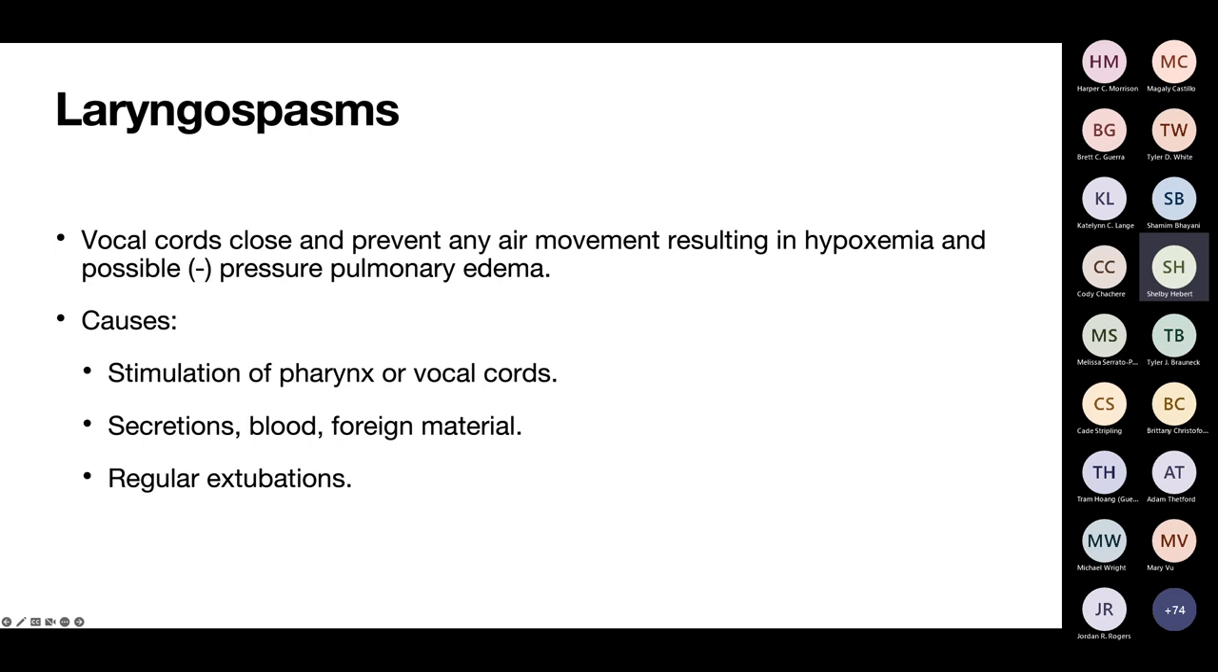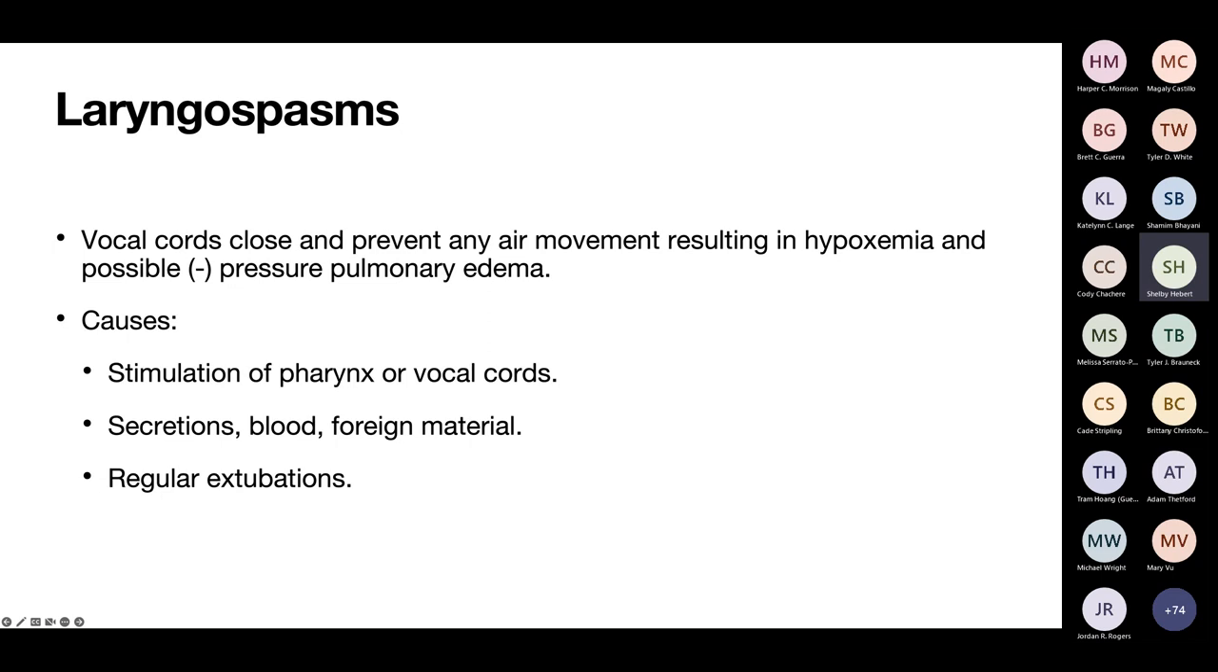So moving on from airway obstructions to laryngeal spasms. When a laryngeal spasm happens, what's going on is basically the vocal cords are closing. And as a result of that, they're not letting any air either in or out. Obviously, if you're not breathing, you're going to start to get hypoxemic. But the other issue you run into is that you can develop negative pressure pulmonary edema.